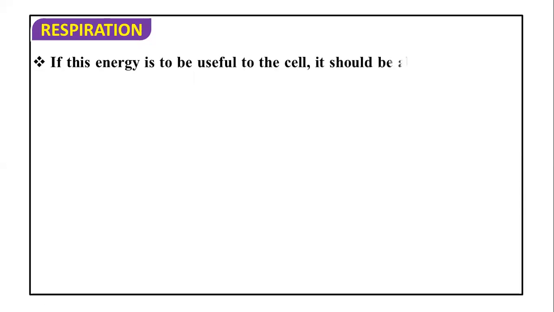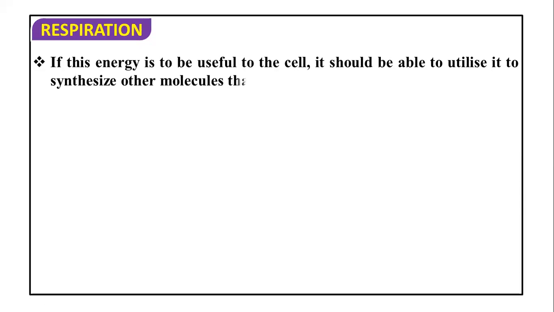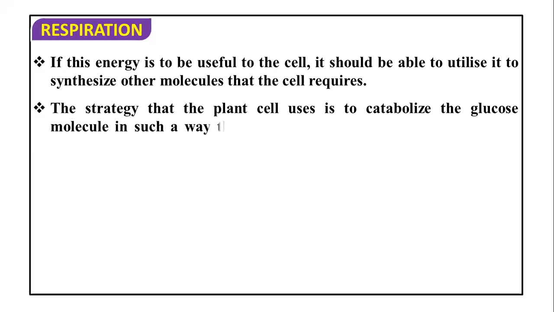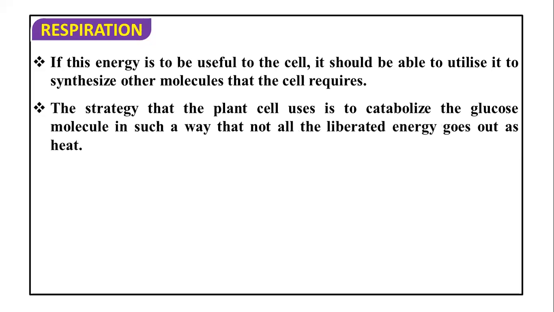If this energy is to be useful to the cell, it should be able to utilize it to synthesize the other molecules that the cell requires. The strategy that the plant cell uses is to catabolize the glucose molecule in such a way that not all the liberated energy goes out as heat.